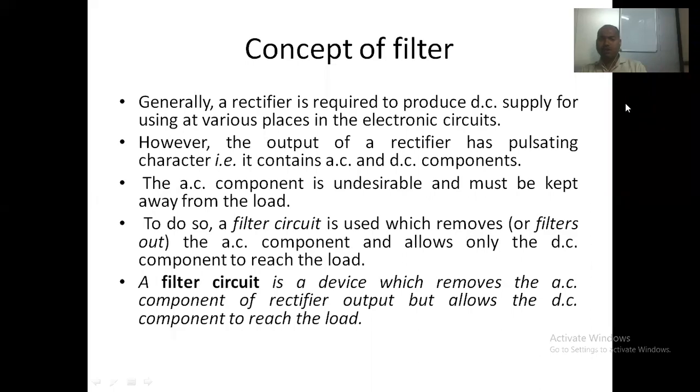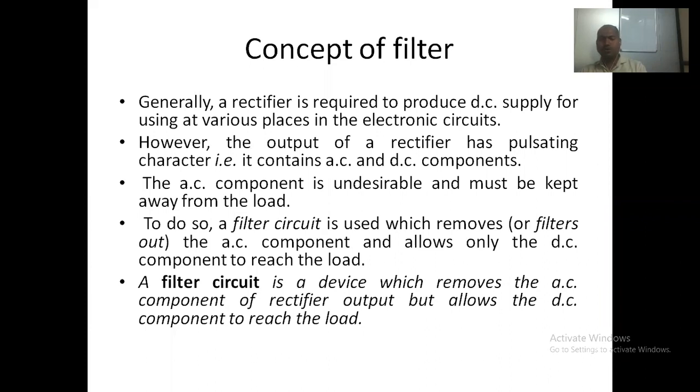Use the filter circuit for that. Okay, the filter circuit, what it does. One of the important things with respect to the filter circuit is that a filter circuit is the circuit which should remove the unwanted AC part. Which will remove the unwanted AC part, we get the pure DC output across your load.